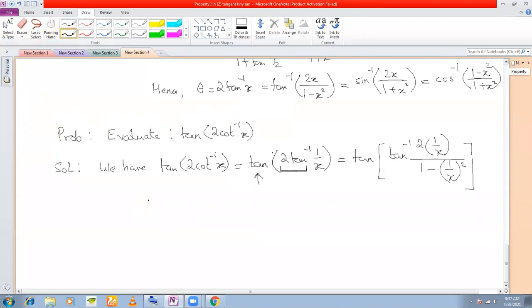Now tan and tan inverse will nullify each other. You have tan here, you have tan inverse here. This will simply come to twice 1 by x divided by 1 minus 1 by x whole square, simply. Now you simplify this. I take the LCM in the numerator and the denominator. You'll get 2x by x square minus 1. That was as simple as this. Okay.